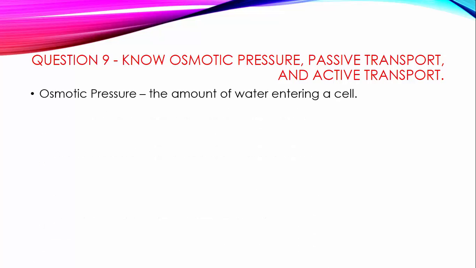So osmotic pressure is the amount of water entering a cell. Now, animal cells do not have a cell wall, so too much water can cause the cell to swell and burst. It is passive transport, which means no energy.